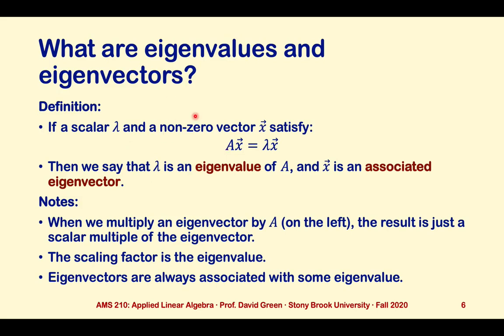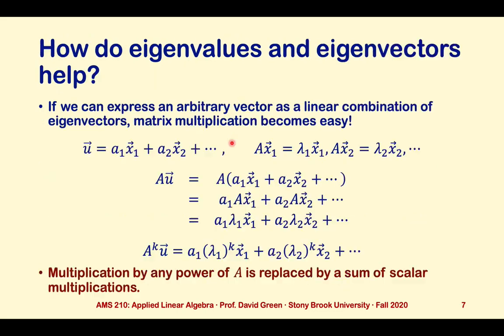A couple of important points. First of all, an eigenvector is always associated with an eigenvalue. When we multiply an eigenvector by A, with A on the left, the result is a scalar multiple of that eigenvector, and the eigenvalue is that scaling factor. So the eigenvector and the eigenvalue are linked in the sense that the eigenvalue represents what A does to that particular eigenvector. This is a definition. What use is it?